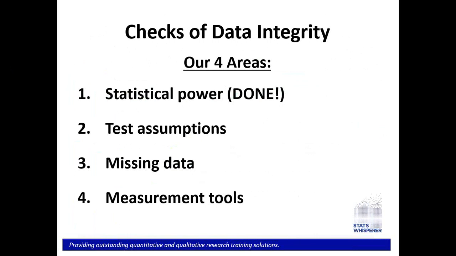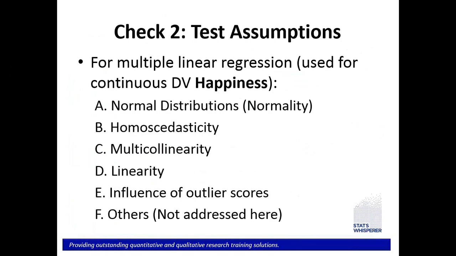Okay, so 2, checks of data integrity. 2 is test assumptions. Now, when we use multiple linear regression, the assumptions here largely assume what they call equivalence of variances. The residual scores, residuals of scores, have to vary equivalently. They can't be lopsided in size, and we'll display that in a moment.